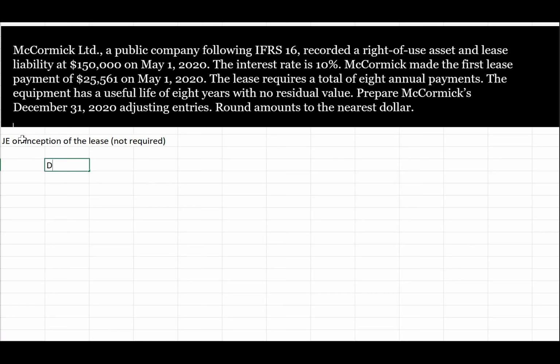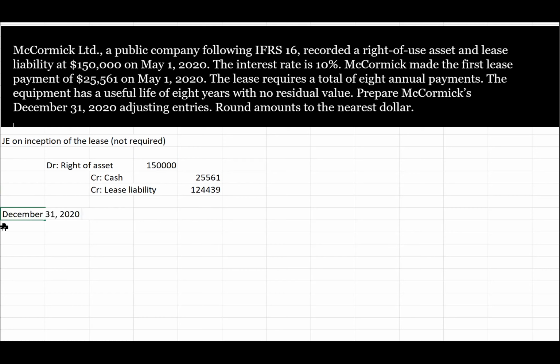So when they recorded the lease, they had debit right of use asset. And it says that they recorded a right of use asset of $150,000. Then they would have had credit cash for the lease payment. So the lease payment is $25,561. And the other credit would go to the lease liability, which is going to be the balancing figure, the right of use asset minus the cash. So we would have had a lease liability of $124,439.